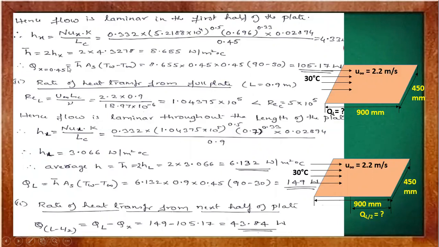But Q for the first half is 105. So for the second half, you take Q for the complete length minus Q for the first half, which is 43.84 watts. So this completes the 4 problems, and all these 4 problems are in the laminar region.